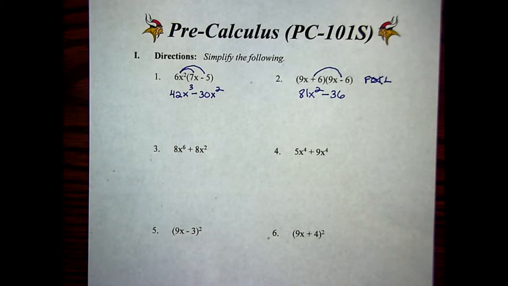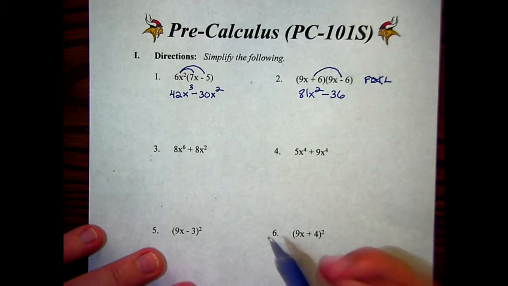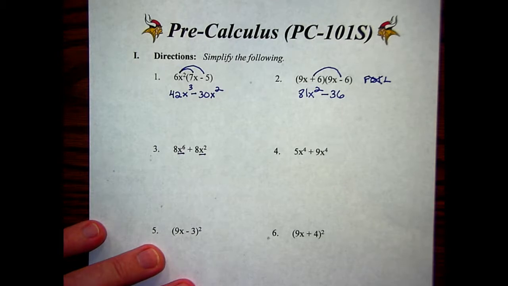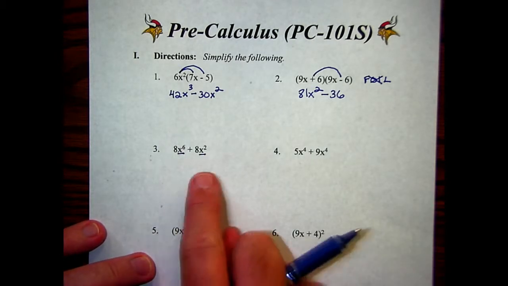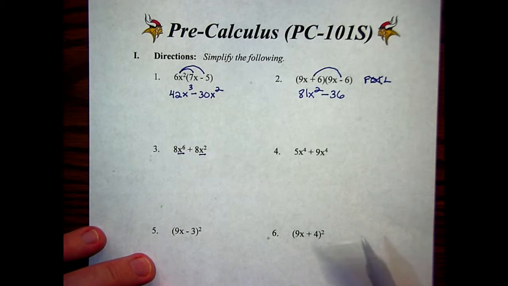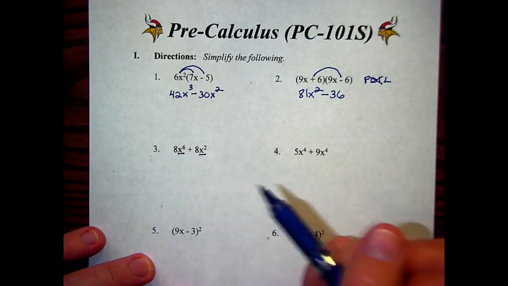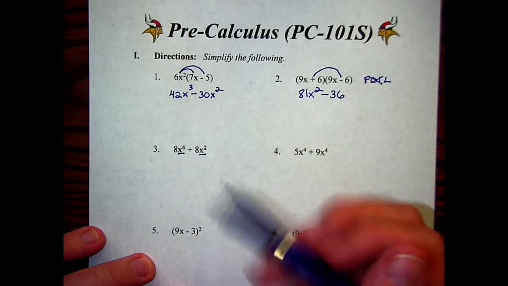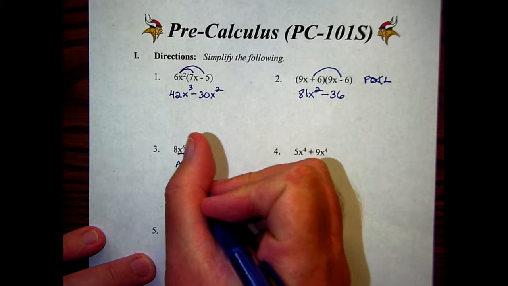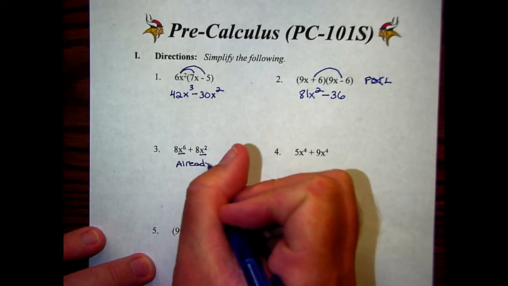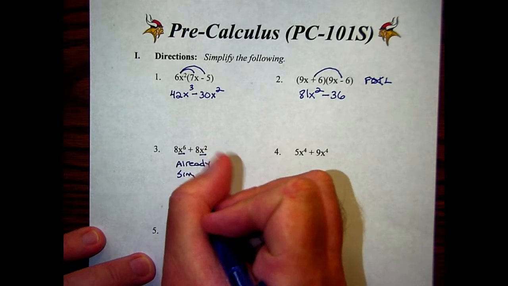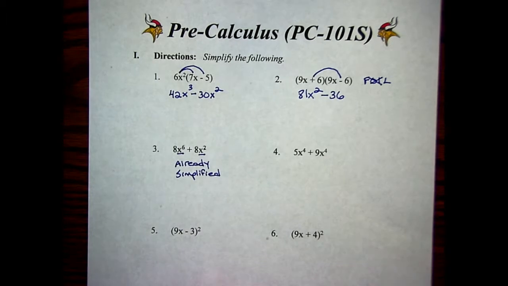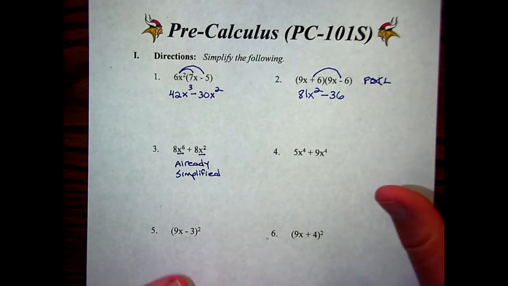Problem 3 is an addition problem of two monomials, but there's a problem here. We have terms that are not alike. X to the 6 and x squared are not like terms. You must not only have the same variable, but the same exponent on the variables. And because these are not the same, this is already simplified. There's nothing more that we can do with this problem. You do not want to do any factoring, because factoring is the opposite of simplifying.